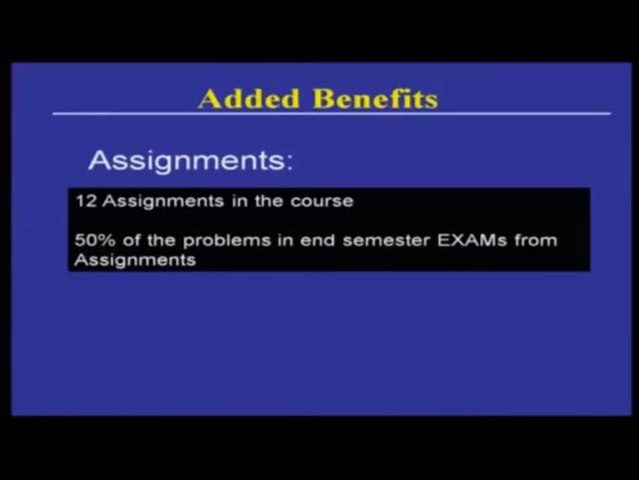Now there is a catch in it, and let me also tell you about the added benefits. There are 12 assignments in the course, because the course will run for 12 weeks, and I can guarantee you that I will set the question paper in such a way that 50% of the problems in the exam at the end will form from the assignments. So if you solve the assignments properly, you will clearly get an added advantage. That's why you should pay attention to it.